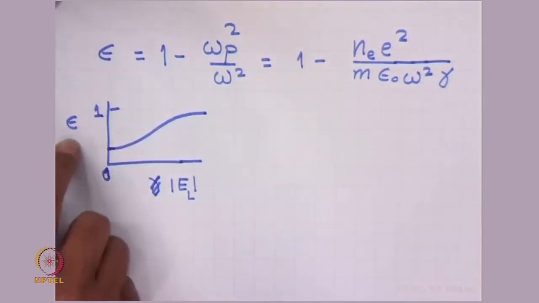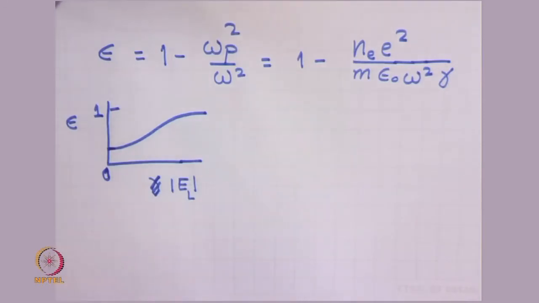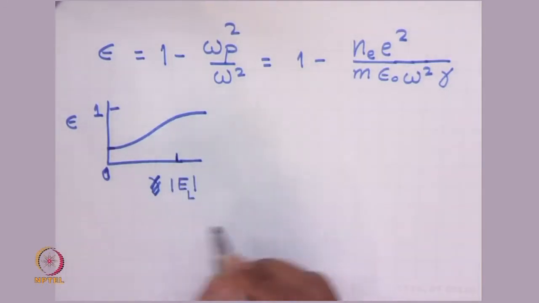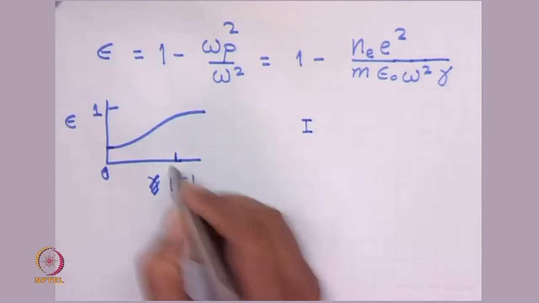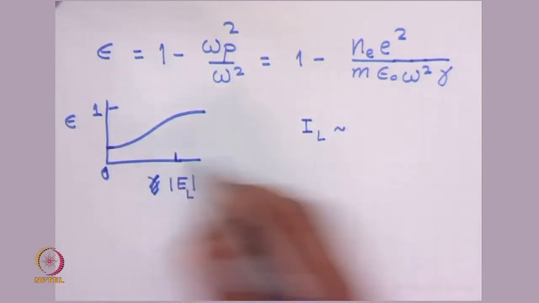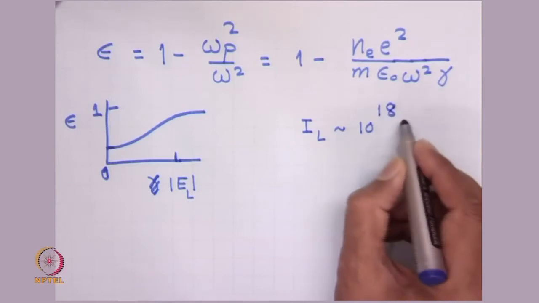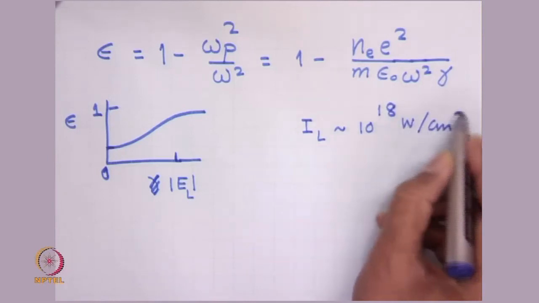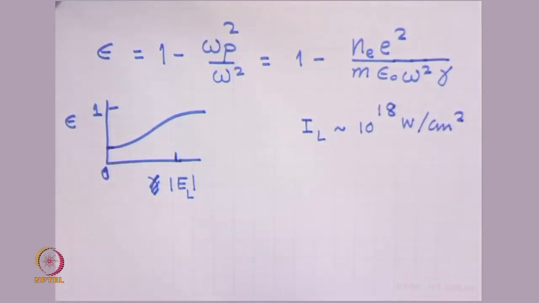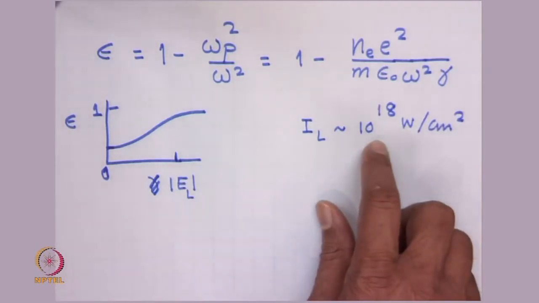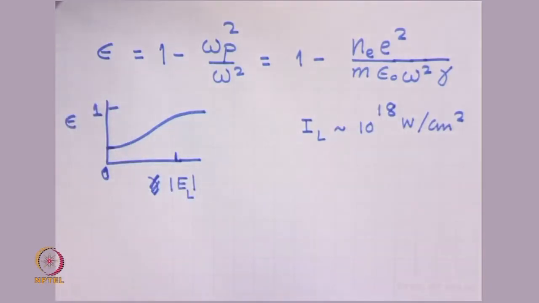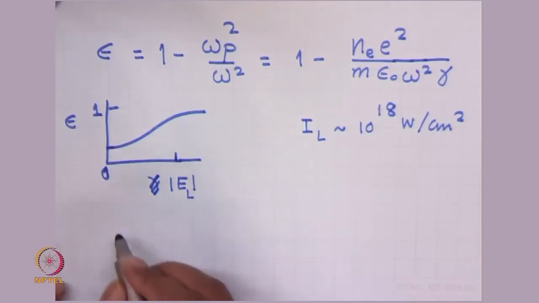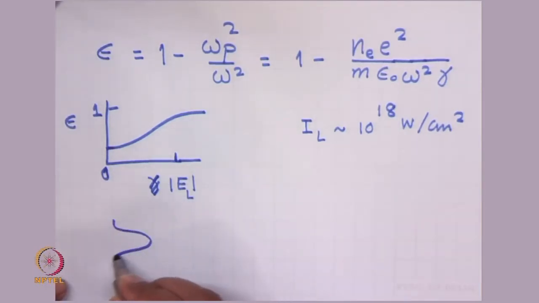So the refractive index of a plasma is an increasing function of electric field, and if you calculate the intensity corresponding to the fields that you plot here, then this occurs at laser intensity of the order of 10^18 watt per centimeter square. So at high intensities, just by the relativistic mass effect, the plasma permittivity becomes a function of intensity. Another important thing occurs. Suppose I am launching a laser beam of this sort of intensity, a Gaussian laser beam, in a plasma.